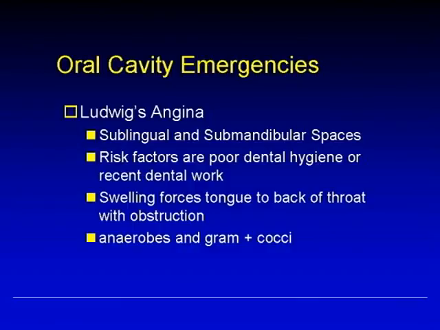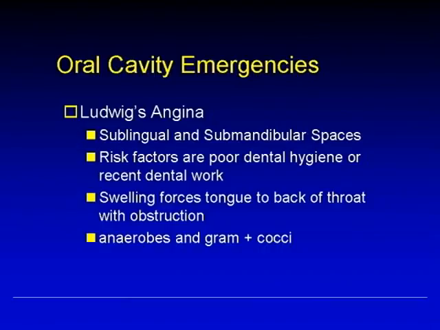So this is the area right under the tongue. Risk factors are poor dental hygiene or sometimes recent dental work, but up to half the patients who have Ludwig's angina have no history like that. They can just present with a swelling of the sublingual or submandibular spaces. The swelling forces the tongue to the back of the throat, so most of the tongue is pushed posteriorly. The tip of the tongue may be sticking out of the mouth. So the mouth is really often open wide. It doesn't look like it because the tongue is so swollen, with the tip sticking out and the rest posteriorly pressing backward and occasionally obstructing the airway.